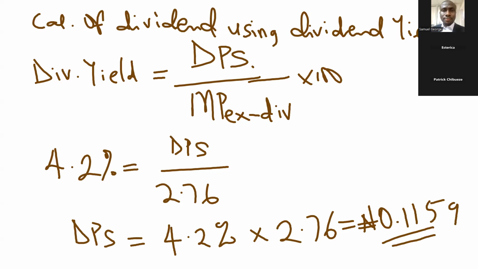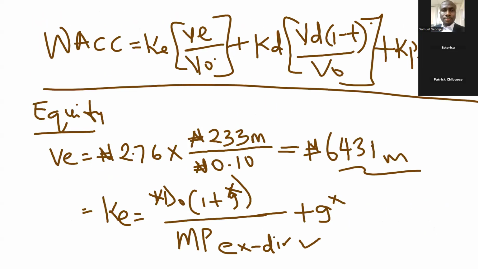So this is about 11, 12 kobo. That's the dividend. Do you understand? Now, we have been able to calculate dividend. And remember, what did I say we need in that KE formula? I said we need dividend and we need growth rate.